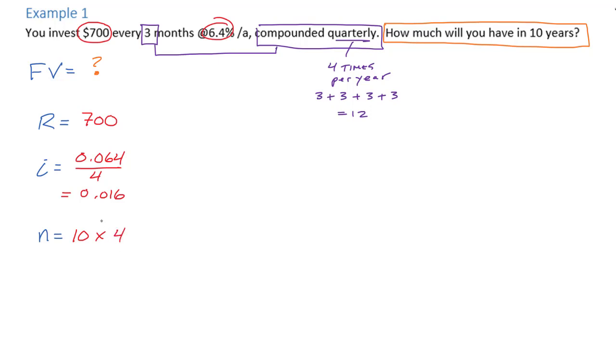So maybe you have some money coming to you, or maybe you just want to save up, and then every 3 months, which is quarterly, you're going to put money into this annuity. All right, so that would mean we're going to make 40 payments.